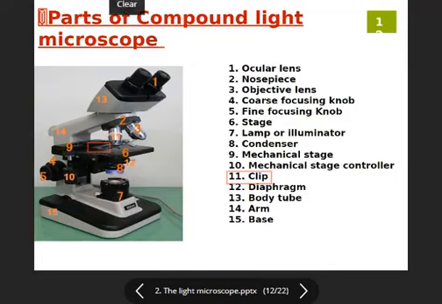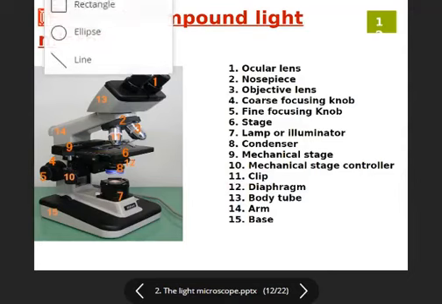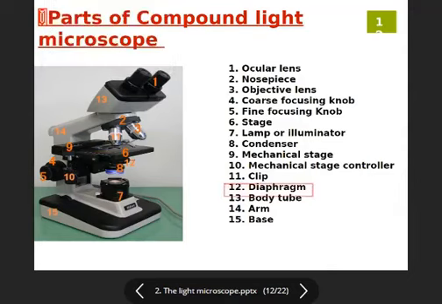Now next thing is the diaphragm. Where is the diaphragm? This is the diaphragm. Just above the condenser we have the diaphragm. What is the function of the diaphragm? The diaphragm controls the light. What is the meaning? Sometimes you want the image bright, sometimes you want it dark. So this will control the light. Sometimes you want more light, sometimes you want less light. So this controls the amount of light that will come to the slide.